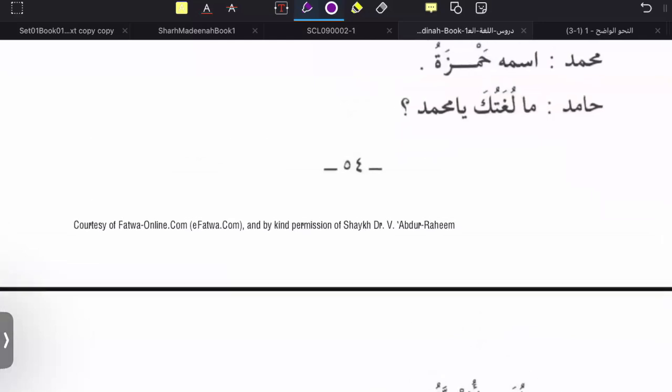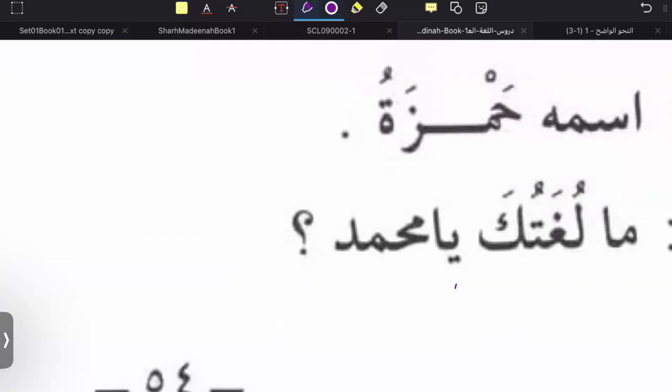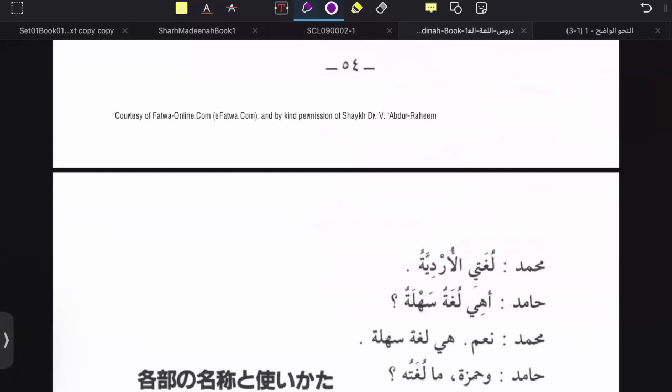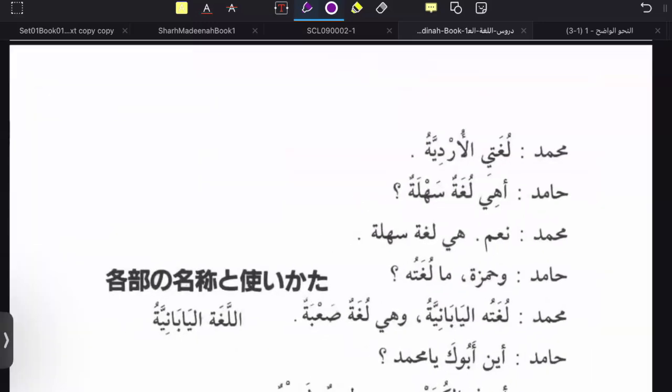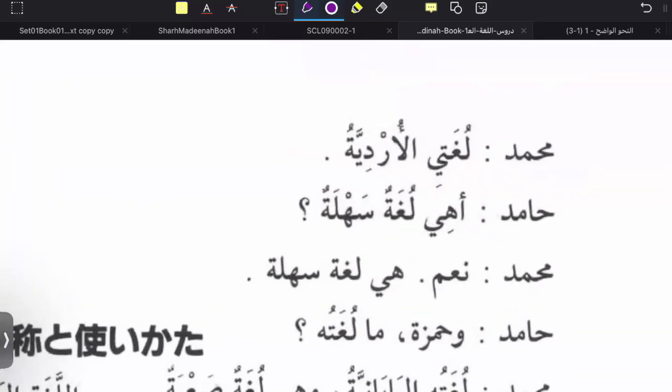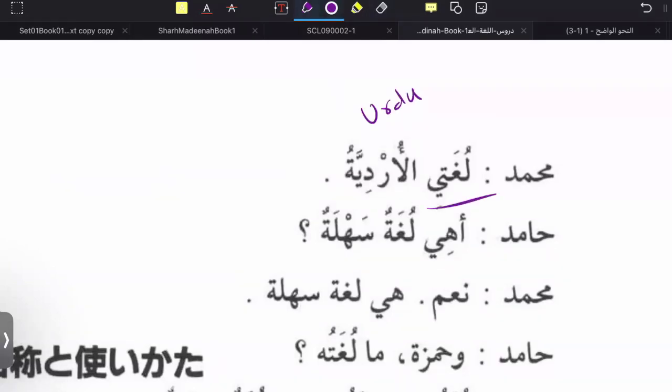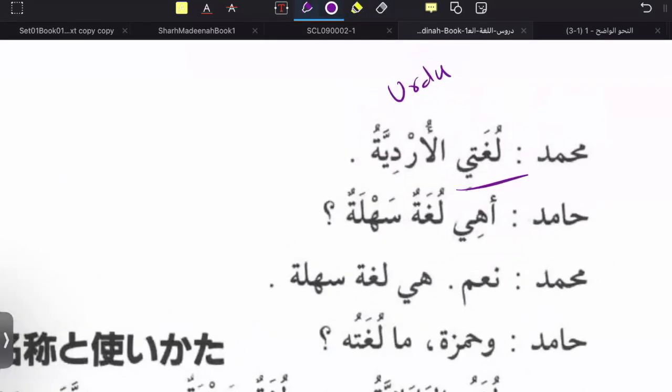Now, what would be here? Muhammadun? No, you say ya Muhammadu. Rules are piling up, guys, so make sure you are keeping up with all the rules. Lughati al-Urdiya. Urdu, right? My language is Urdu. Then he's asking, Ahia lugatun sahlatun? See, this is an adjective phrase. Everything is coming, guys. So you have to keep up with your work.